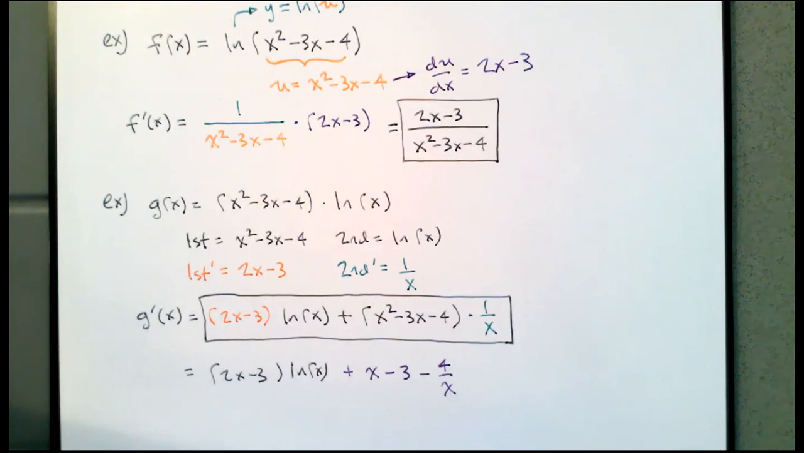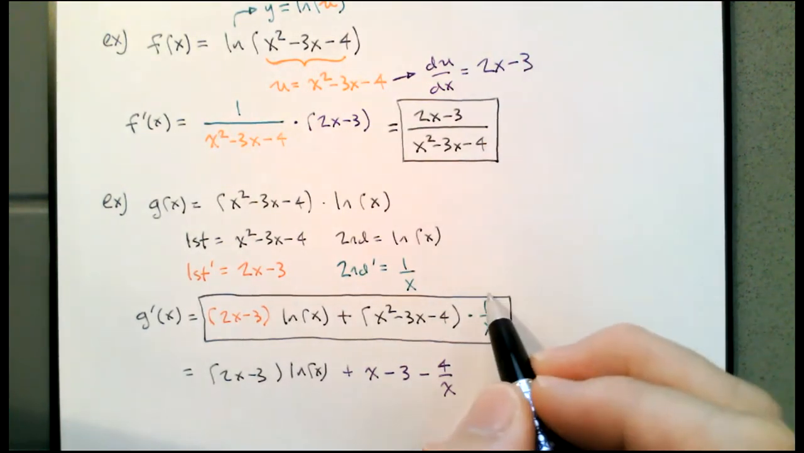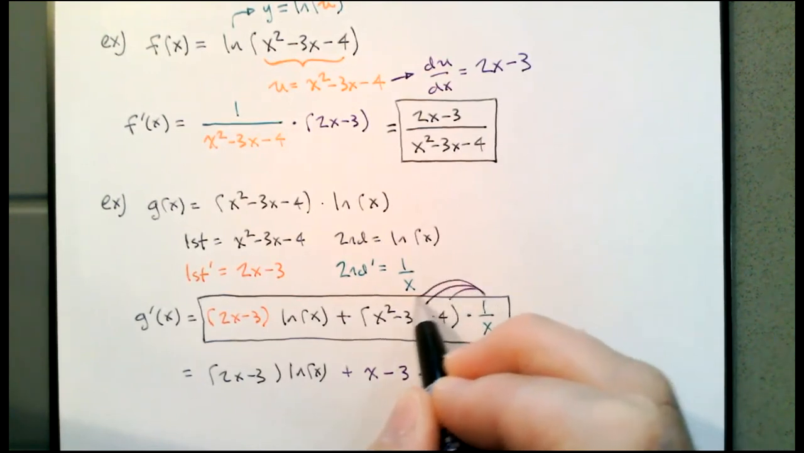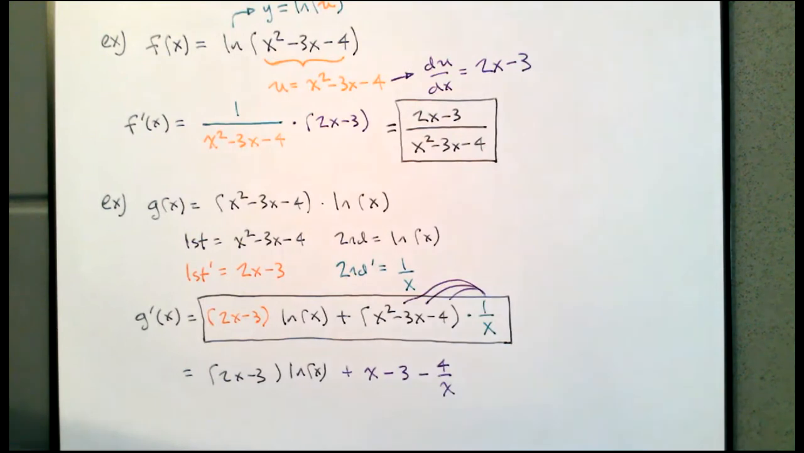Any questions? Yes, Professor, you don't mind the very last line? How do you come up with the x minus 3 minus 4 over x? I used the distributive property. I took 1 over x and I multiplied it by the 4, 3x, and the x squared. Oh, and then you, okay, thanks.